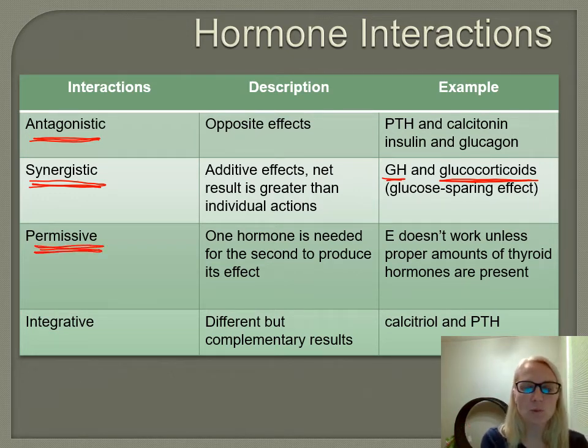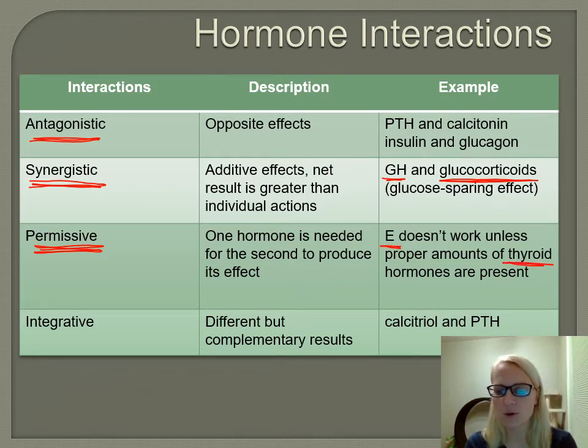Permissive is when one hormone is needed. You have to have one to give permission, basically, for the other one to show up. So epinephrine doesn't really work unless you have proper amounts of thyroid hormone. Even if you had plenty of epinephrine, if you are lacking thyroid hormone, you would also have a deficiency in the functionality of that epinephrine. So one has to be there to give permission for the other one to be able to do its job.